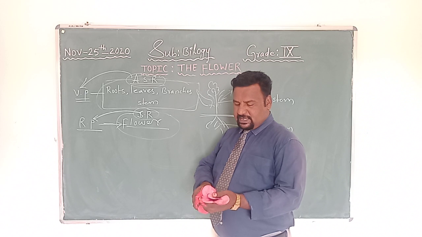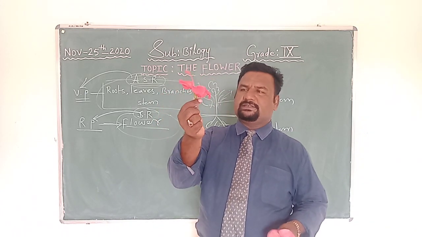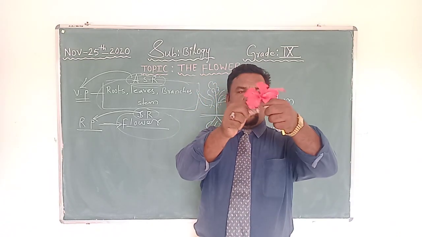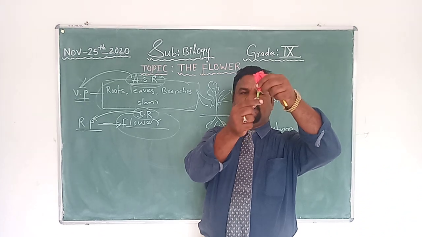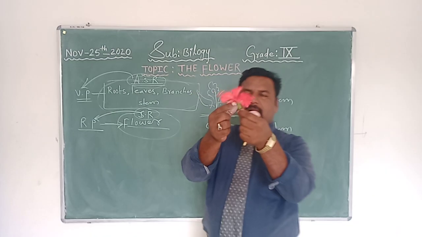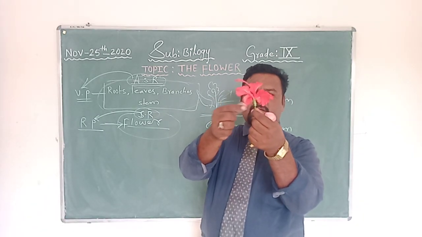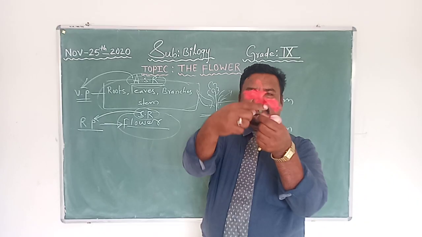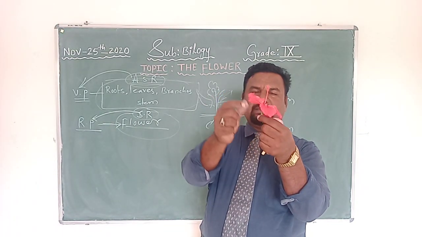Look at this, children. I brought two flowers here to show you. In this flower you can see the long stalk present at the bottom, through which we can hold the flower. We call this the pedicel. Above the pedicel you can see a swollen part, which we call the thalamus, and these small green leaves we call sepals.